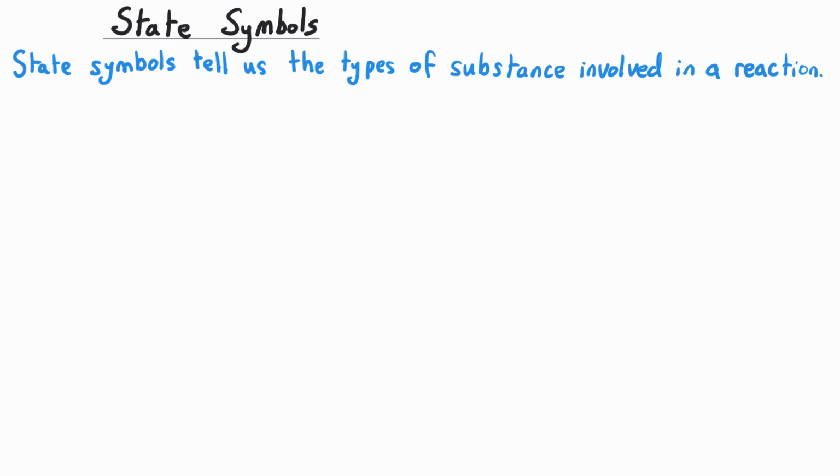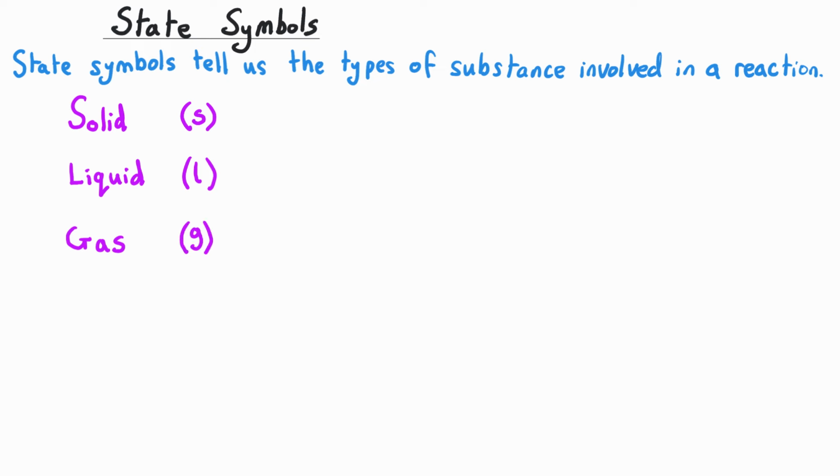Sometimes, when we write symbol equations, we also include something called state symbols. State symbols tell us the types of substance that are involved in a chemical reaction. The state symbol notation represents one of the states of matter. The three most common states of matter are solid, liquid, and gas, and they are given the symbols little s, little l, or little g, enclosed inside brackets.